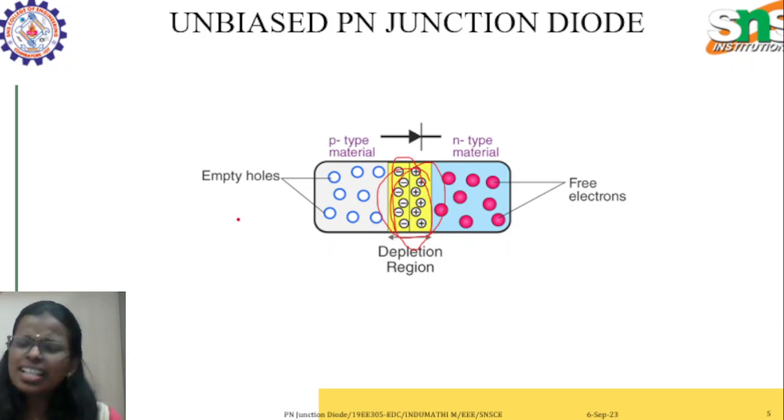The hole concentration is higher in P type, so the holes move to the N type, and the electron concentration is high in N type, so the electrons move towards P type. They get recombined and neutralized, and only immobile ions remain. The region with immobile ions we call the depletion region.